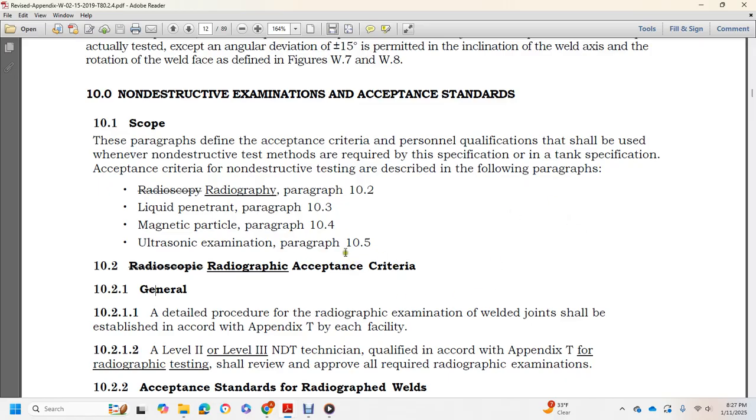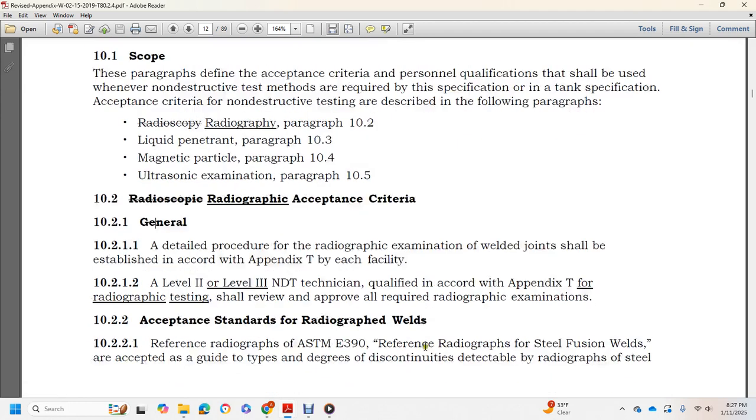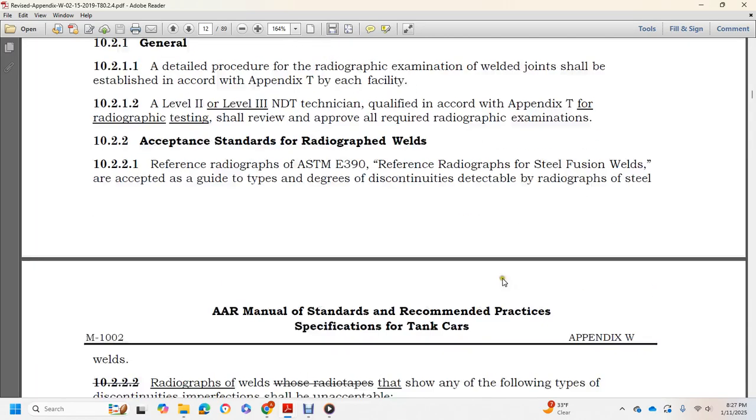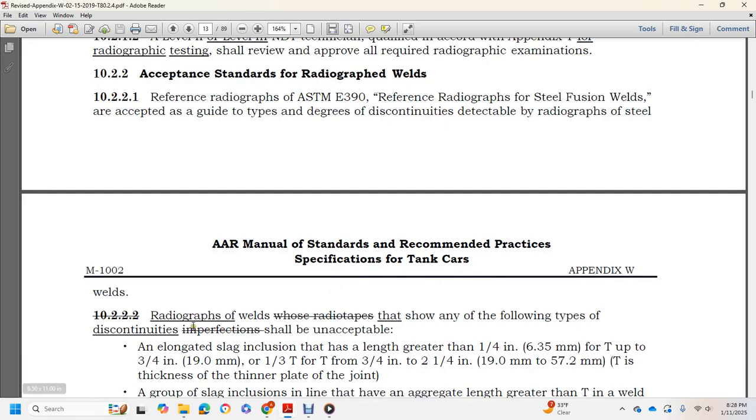Radiographic acceptance criteria, general. The detailed procedure of the radiographic examination of the joint should be established in accordance with Appendix T in each facility. A Level 2 or Level 3 non-destructive test technician qualified in accordance with Appendix T should review and approve the radiographic test, with all required radiographic examination acceptance standards of the radiographic weld. Radiographic welds: ASTM E390 reference radiographs for steel fusion welds give acceptable guidance on the degrees of discontinuity detectable by radiographs of steel. Radiographs of welds that show any of the following types of discontinuities are unacceptable.